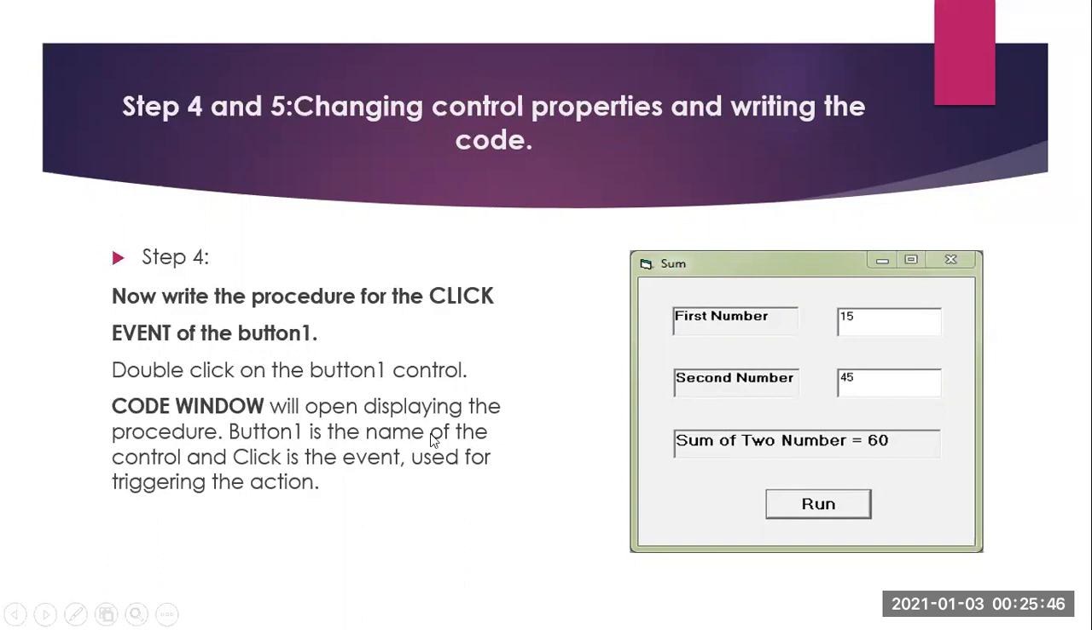Button 1 is the name of the control and click is the event. Now button 1 is what you'll click on, and when you click on it there will be an action triggered. So the program will run when you click on this event. So click is the event and button 1 is the name of your control. As we know, the very first thing required is the control, because to have a trigger for an action you always need a control first.